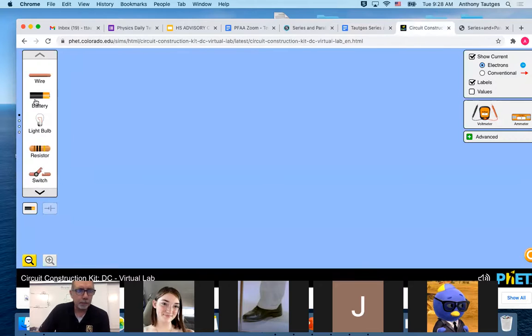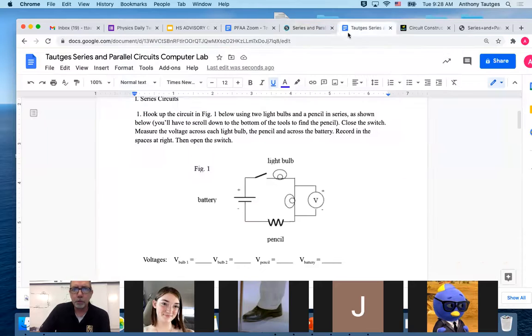So what do I need? I need a battery. So I'm going to take a battery, pull it in here, and rotate it up like that. I need a switch. Once again, I'm going to try to make it look like the diagram. So I have the battery there, the switch there, the light bulb there, another light bulb there, pencil down there.